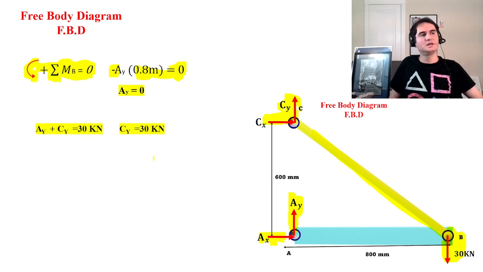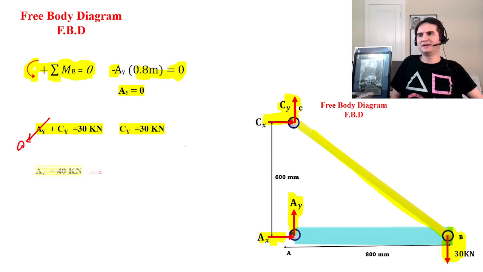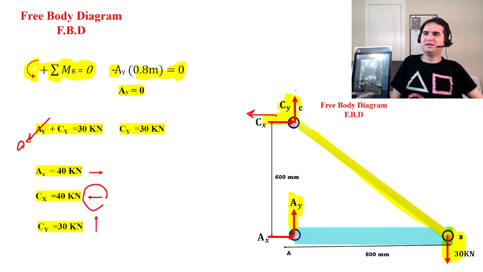If you replace it in the previous equation, Ay plus Cy goes to 30, and if Ay is 0, then Cy is 30 kN. So far we know Ax is 40 in the positive x direction, Cx is 40 but in the negative x direction, and Cy is 30 kilonewtons upward, because it cancels the 30 kilonewton downward at B.